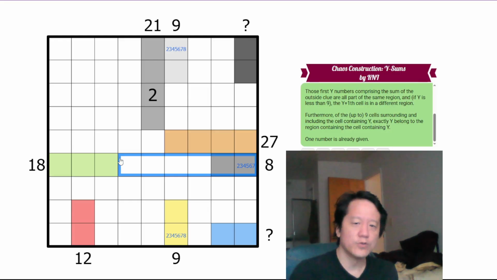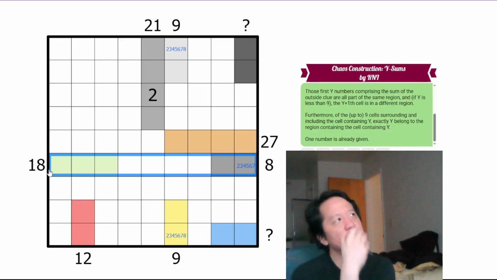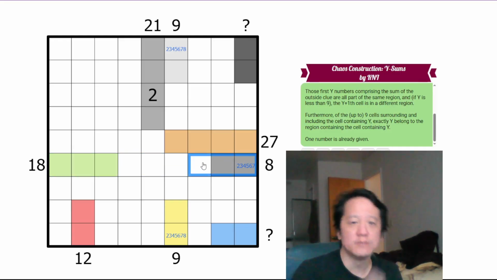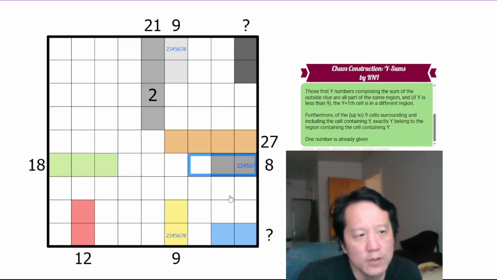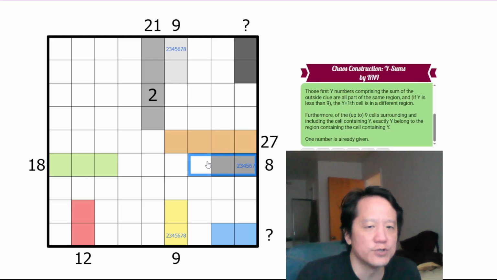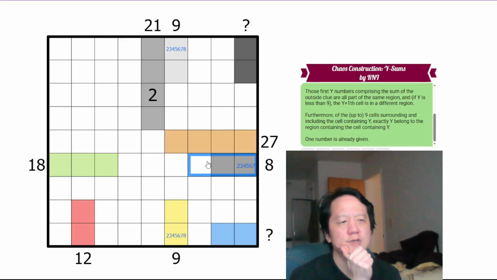Oh, the y in this 8 cannot be 3. Wait, can it be 2? It can be 2. Okay, so the y in this direction cannot be 3. And the reason why is, where can the y... If this is 3... Oh, wait, no, it could be 2, 5, and 1. Never mind, it could be 3. Shoot.